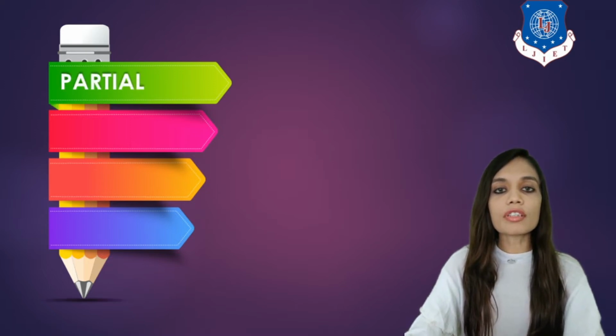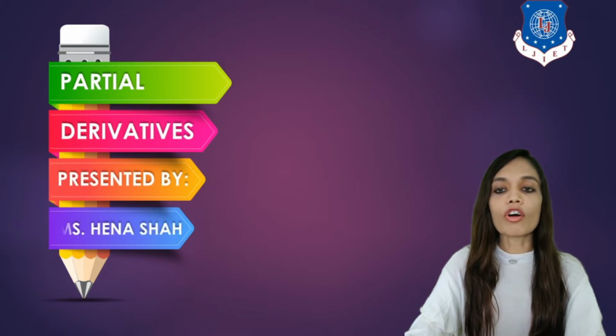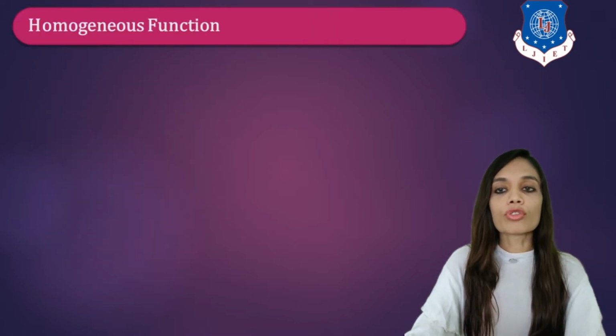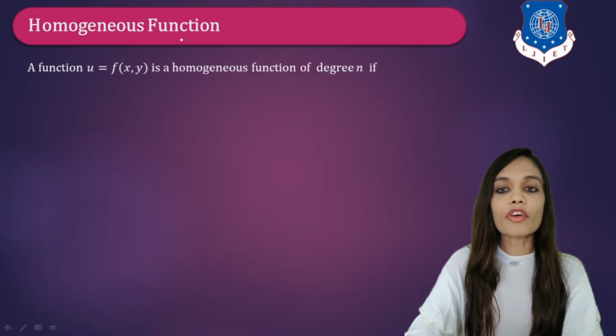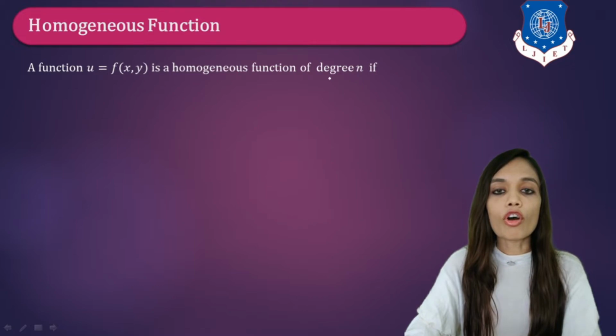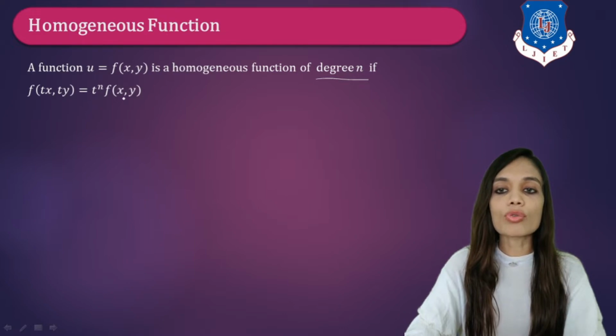Today we are going to discuss a few more topics of partial derivatives. So the first topic is homogeneous function. Let us define the homogeneous function. A function u equal to f of x comma y is a homogeneous function of degree n if f of tx comma ty is equal to t raised to n f of x comma y.